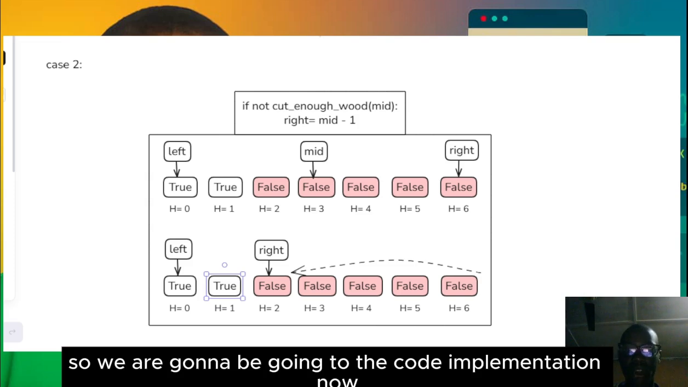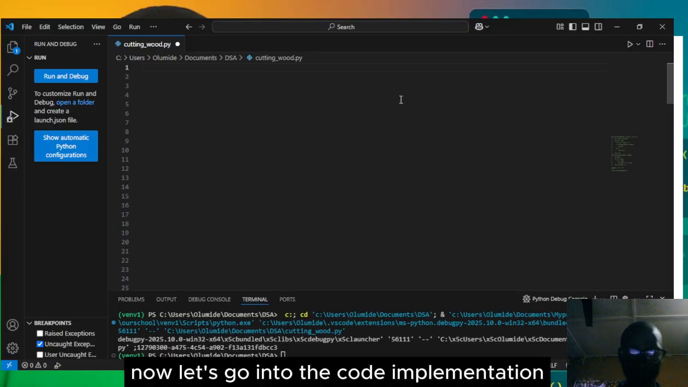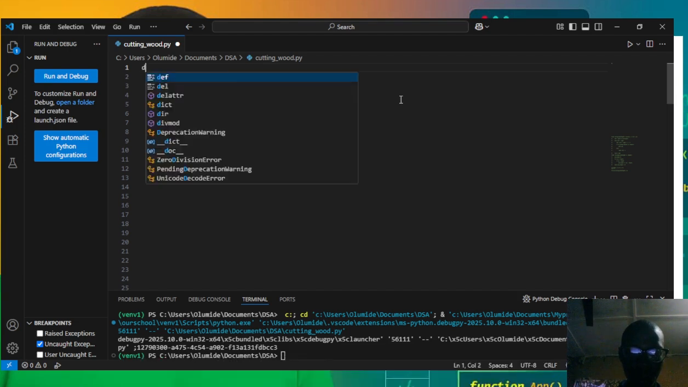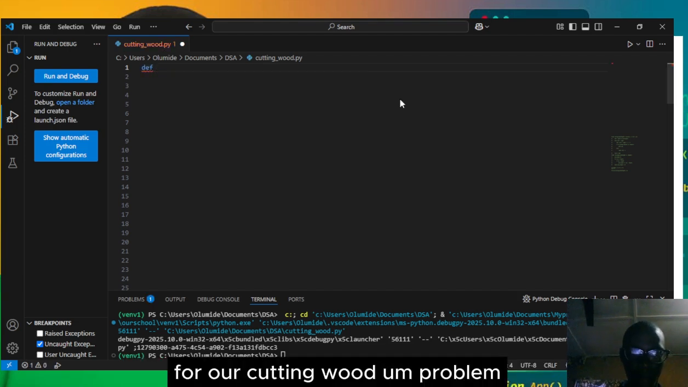So we are going to be going to the code implementation now. Let's go into the code implementation for our cutting wood problem.